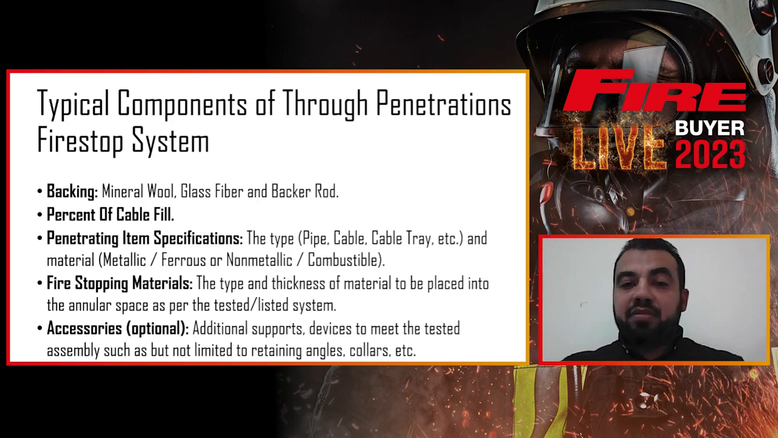Fire stopping materials. The type and thickness of material used for sealant is also very important and crucial to the overall performance of the system. Intumescent materials behave completely different than other materials. The accessories are optional. Sometimes we have to use a collar for plastic pipes to make sure that the fire stopping sealant and intumescent sealant will move inward to the annular space and not move out of the opening.